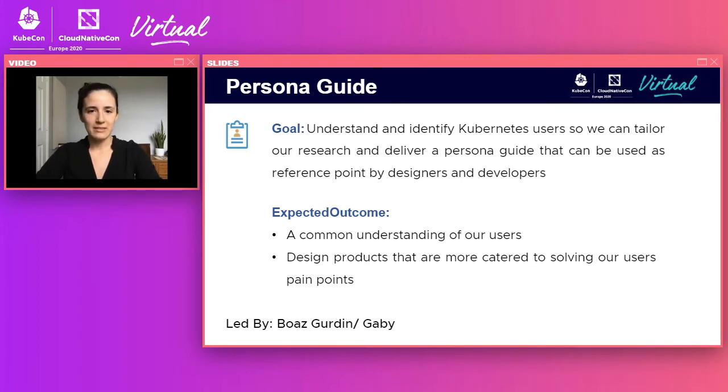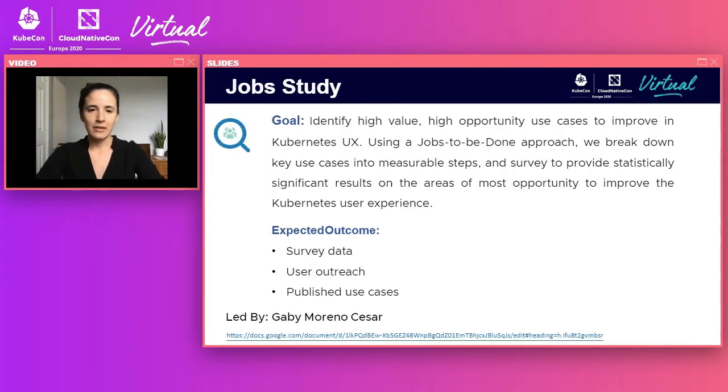What we realized after coming out of these discussions is that there are so many roles that use Kubernetes and they can be so overlapping. An example of that is a Kubernetes operator and an app developer. We all know that divide is not as clean as we would like it to be. And so that turned into the next project that I'll talk about, which is our jobs study.